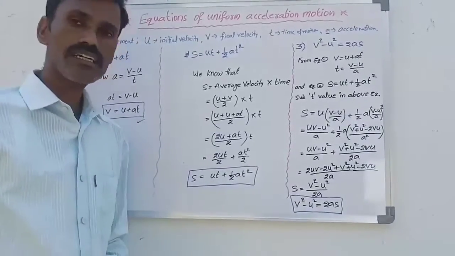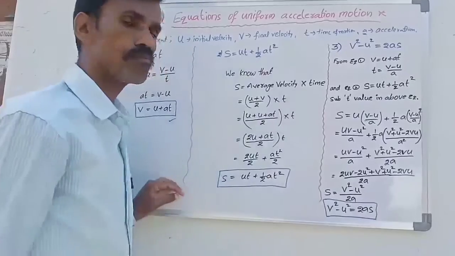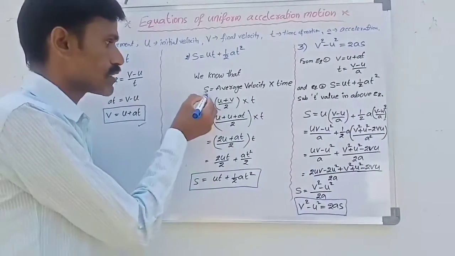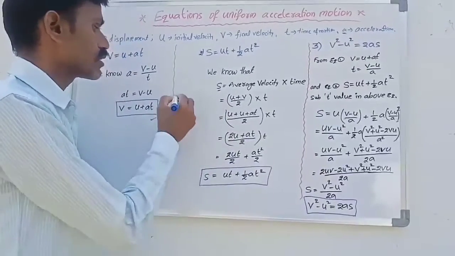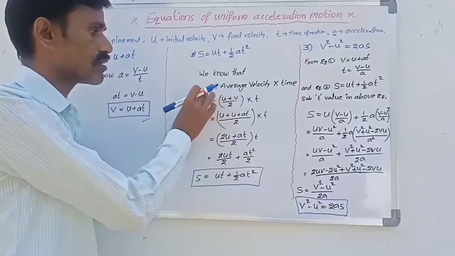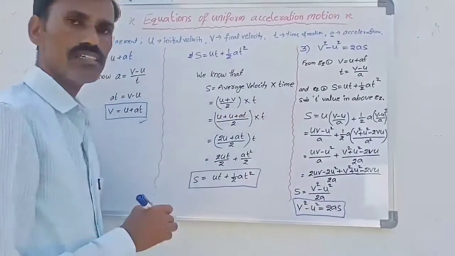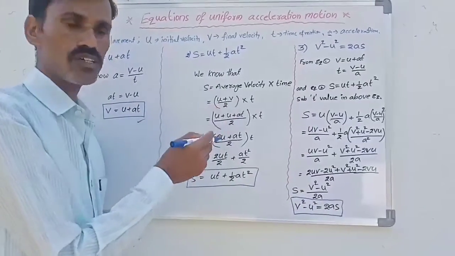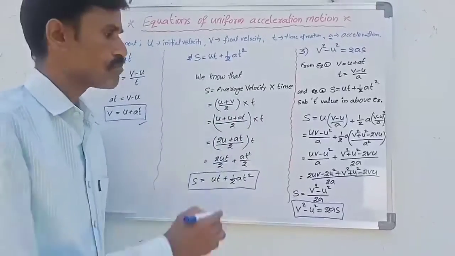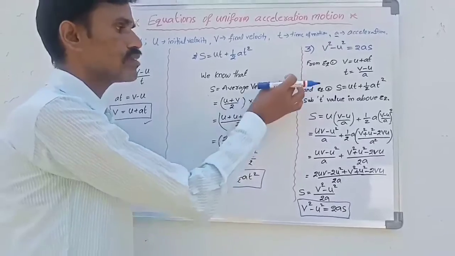And now the second equation of motion. What is the second equation of motion? s = ut + 1/2 at². Already we know what displacement is. Displacement is given by average velocity into time. So what is average velocity? If an object has initial velocity u and final velocity v, then the average velocity of the object is (u + v)/2. So this is average velocity into time.